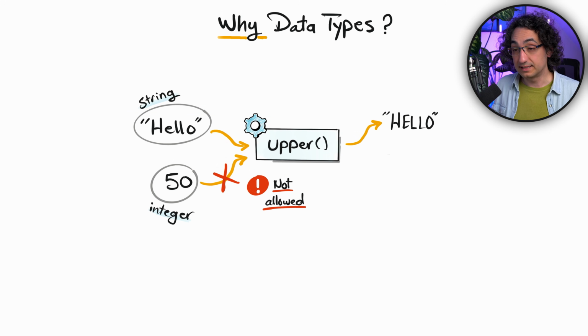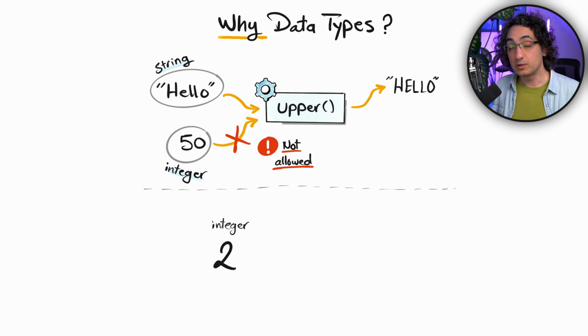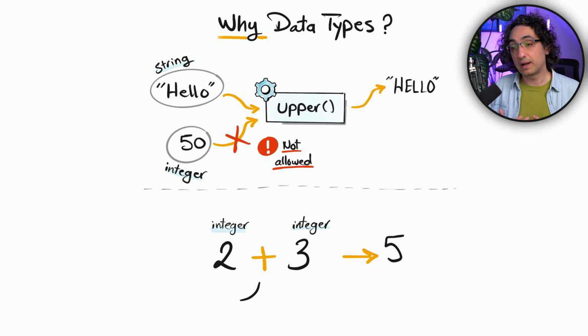Now there is another reason. Let's say that we have two values, 2 and 3. Those values are integers. And now if you use the operator plus between them, what can happen? Python will answer with 5. Because they are integers, Python understands it can add those numbers.